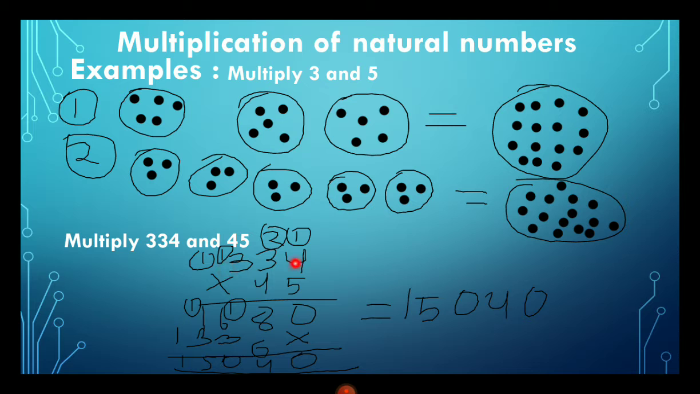Now 334 into 4 gives 1336. So we will add them just like we did in addition, and the result is 15040.